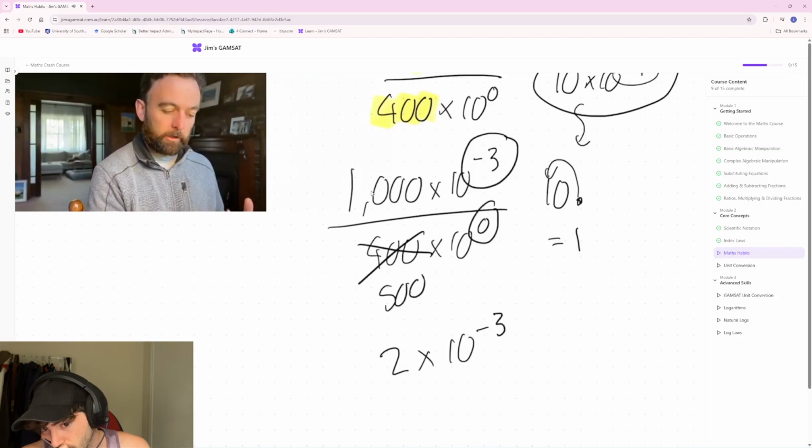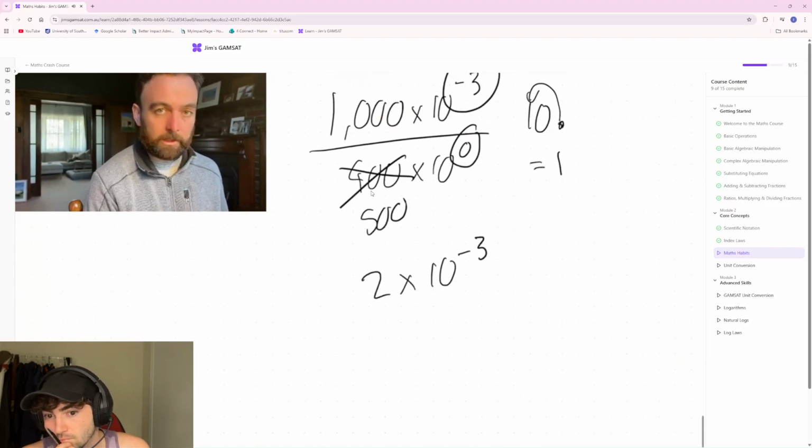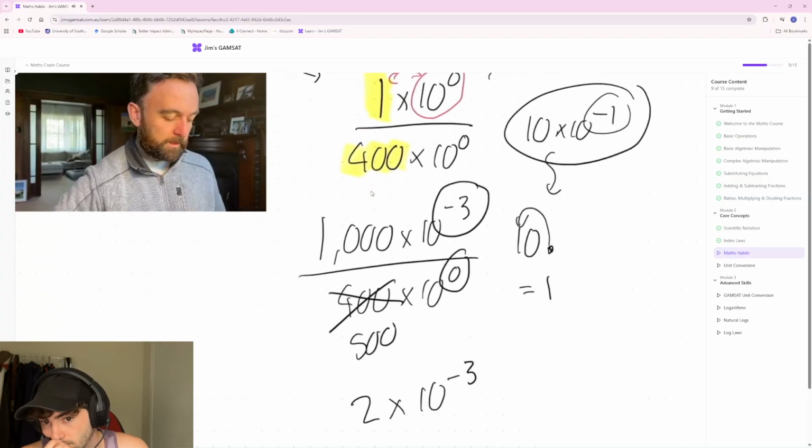It feels really odd, but I promise you this makes any of these sums where you've got a really small numerator and a large denominator really, really easy. And again, it's just about preventing mistakes. So give this a go. I know it feels a little bit weird, but I promise it just makes all the maths a lot easier.